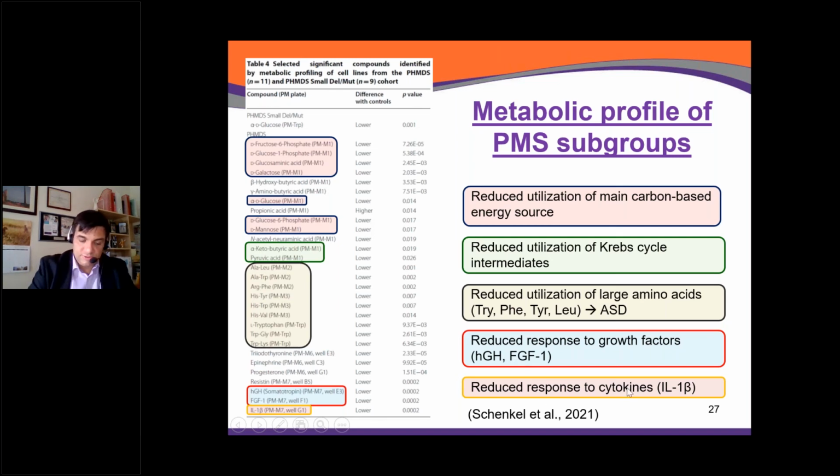reduced response to cytokines. So all these metabolic features were in fact associated with some clinical features reported in some patients with PMS. For example, the energy problems might be related to neurodevelopmental delay, where the problems with response to the cytokines like interleukin-1 beta may be related to the predisposition to recurrent infections and chronic inflammation in these patients.